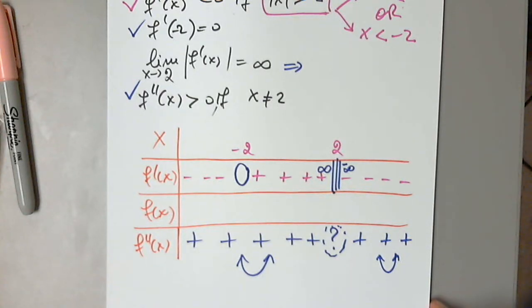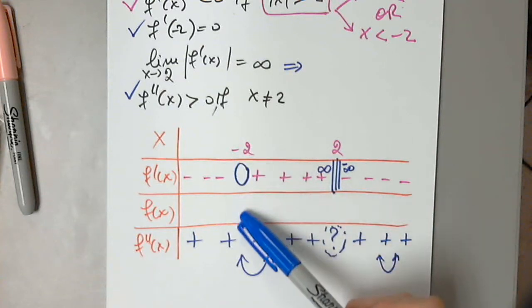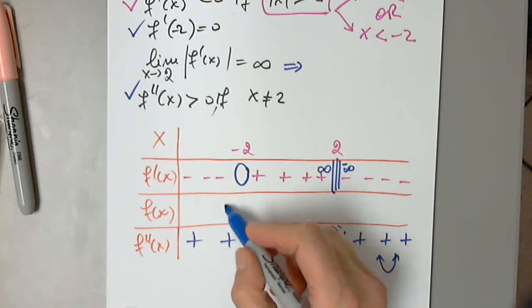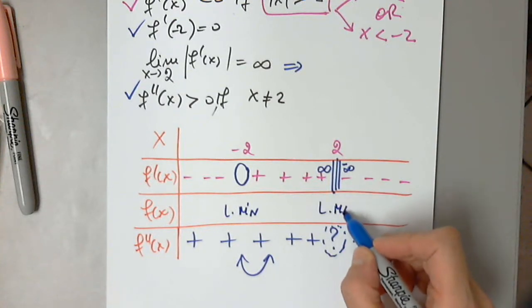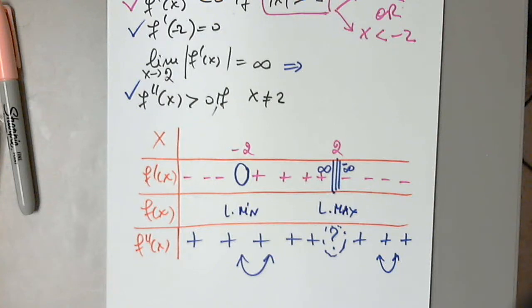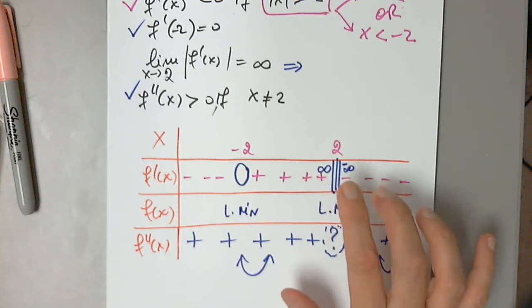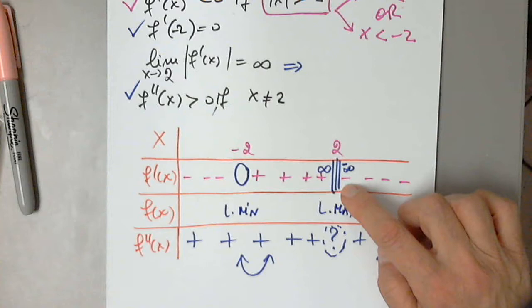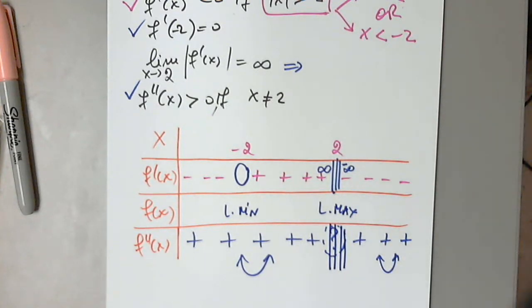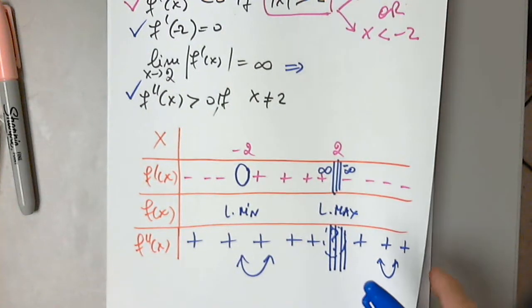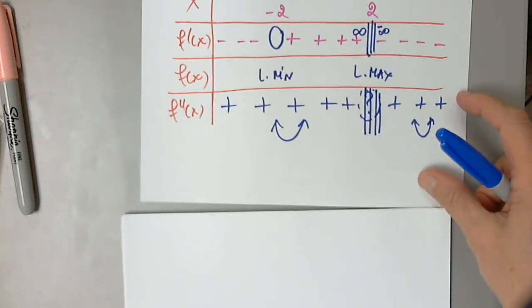Okay. So let's see what we come up with. Obviously at negative 2, this is a local min. Obviously at this point is a local max. However, the derivative does not exist. And if this one does not exist, this one cannot exist as well. If the first derivative does not exist at 2, the second derivative cannot exist at 2. And obviously that must be a vertical tangent. So let's graph it.